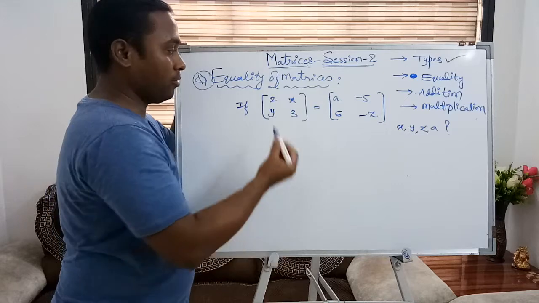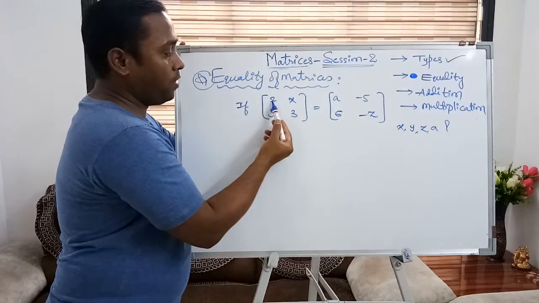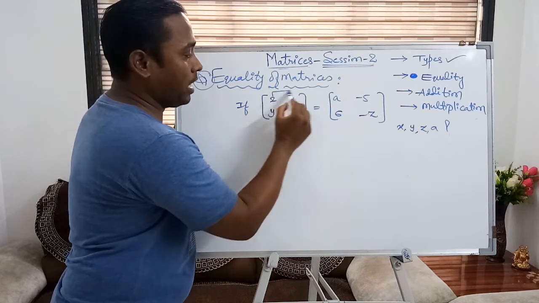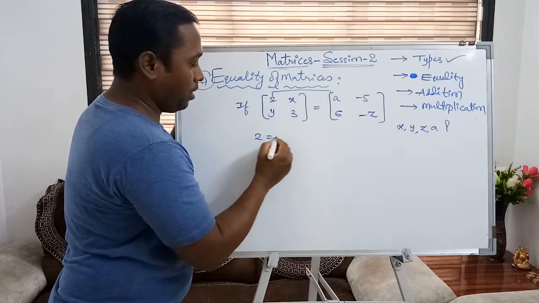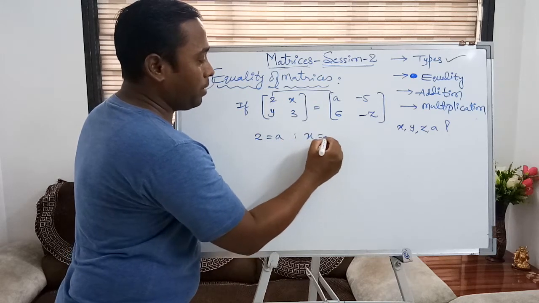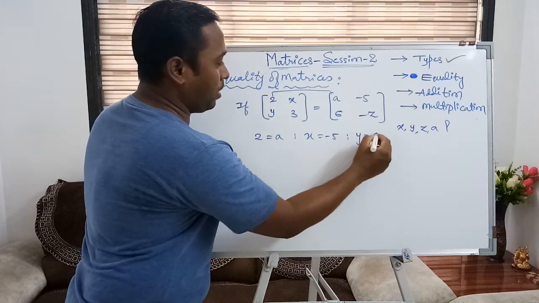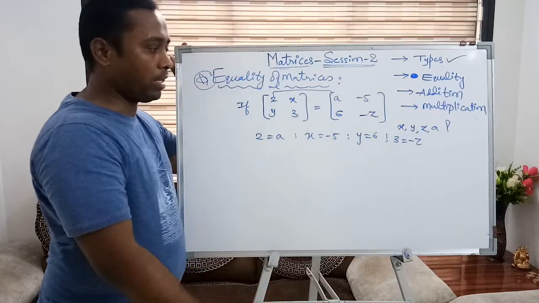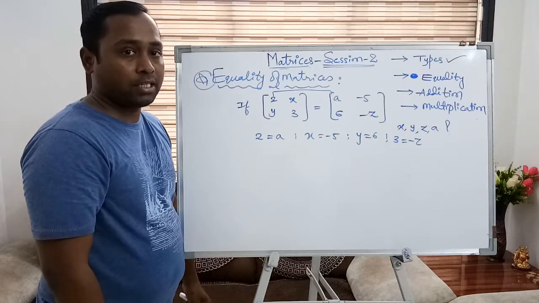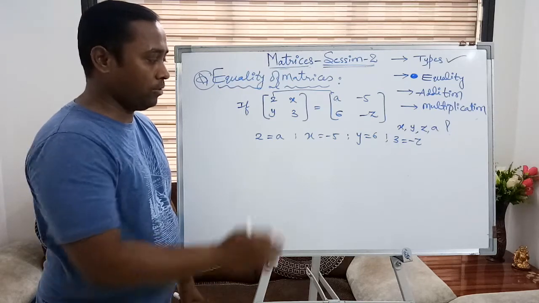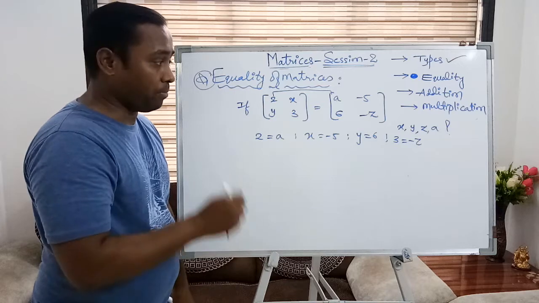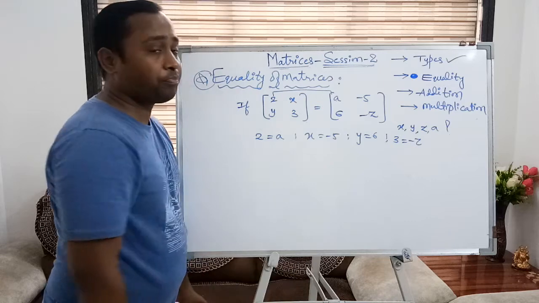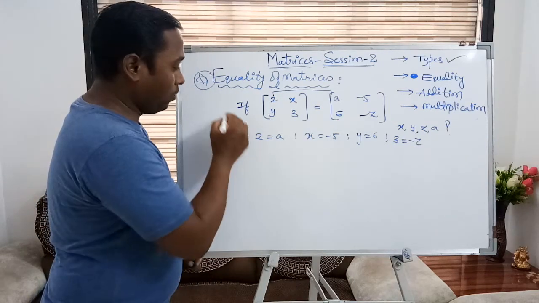So what to do? You just need to compare. What is the first element of this matrix? 2. What is the first element of this matrix? a. So corresponding elements: 2 will be equal to a, x will be equal to minus 5, y will be equal to 6, and 3 will be equal to minus z. So I think it's a simple concept where you can apply this equality concept. But before applying this concept, what condition is to be followed? Their order must be the same.